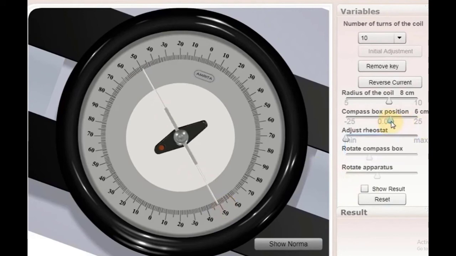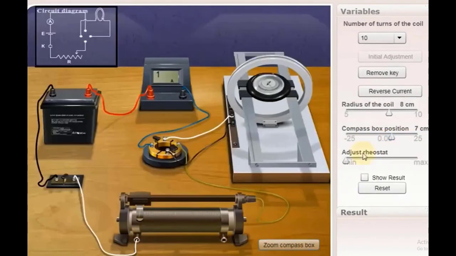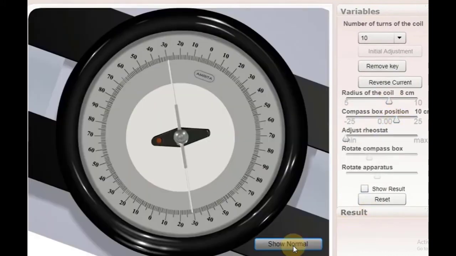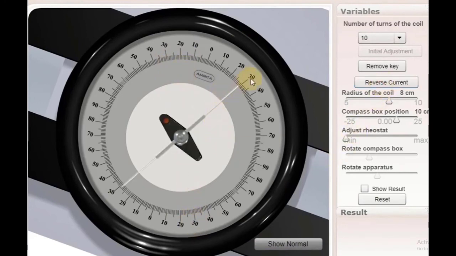Now we will change this position to 10, or you can go for the normal view and see now I will move the compass box to 10 centimeter. Like this. Again click on zoom compass box so that we can clearly see the deflection. So now these values are your theta 1, theta 2. So like this is 29, 29, theta 1, theta 2. Reverse current, this is your theta 3, theta 4. Like this you have to repeat your experiment up to 25.